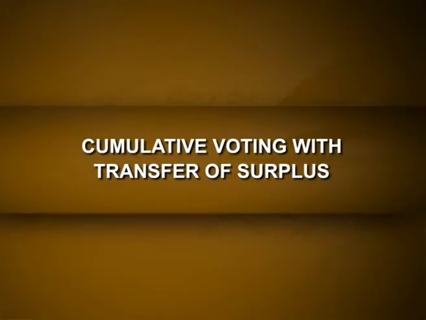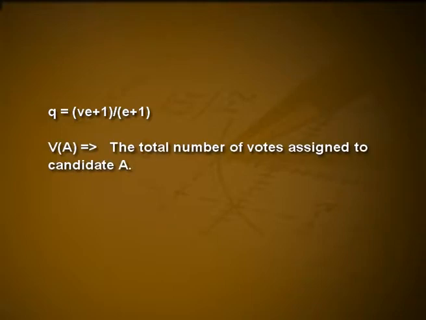With cumulative voting, a very popular candidate might receive far more votes than needed. Similarly, votes may be wasted on unpopular candidates. So, we will consider modifications of cumulative voting that alleviate these difficulties. Cumulative voting with transfer of surplus. Let Q = (VE+1)/(E+1), and let V(A) be the total number of votes assigned to a candidate A. Declare A elected if V(A) ≥ Q.